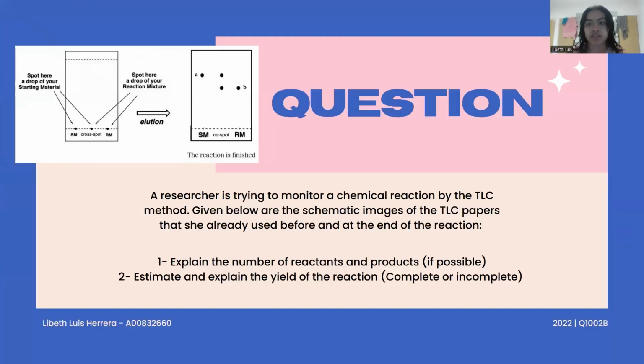Here's the question I was assigned. It says, a researcher is trying to monitor a chemical reaction by the TLC method. Given below are the schematic images of the TLC papers that she used before and at the end of the reaction. Number 1, explain the number of reactants and products if possible. And number 2, estimate and explain the yield of the reaction, if it's complete or incomplete.